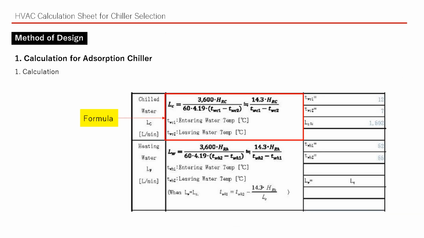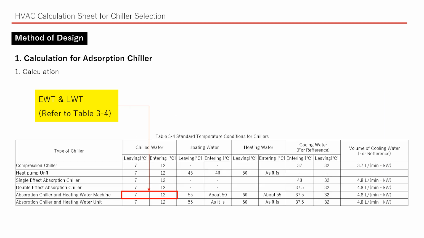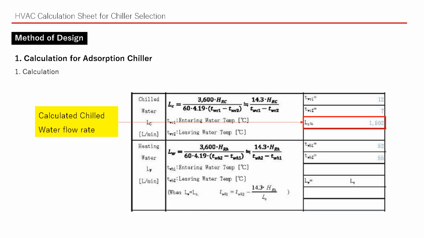Here is the formula. Entering water temperature and leaving water temperature. We can refer to table 3 to 4 for standard temperature. This is table 3 to 4, standard temperature conditions for chillers. We can get 7 and 12 degrees for absorption chiller and heating water machine. Then, we can get chilled water flow rate.